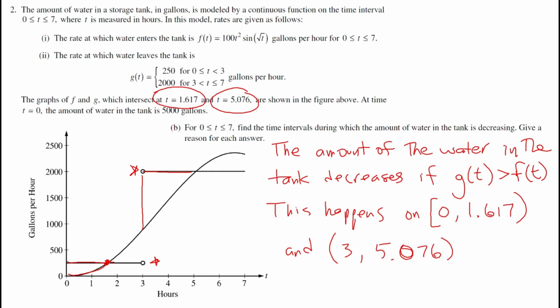And that's really sufficient. It wants the intervals as one point and a reason is the other point. So the reason is g of t is greater than f of t on those intervals.